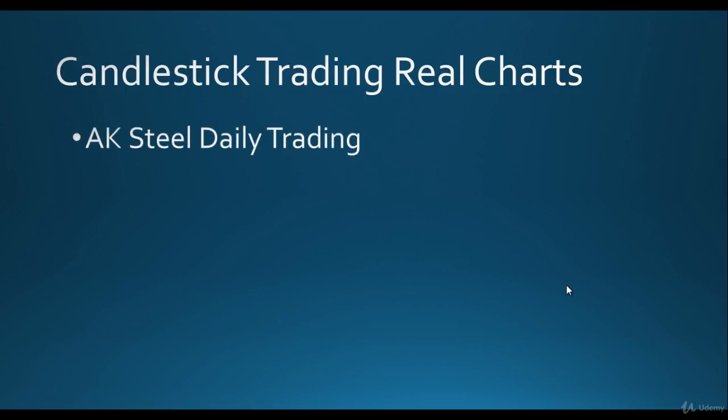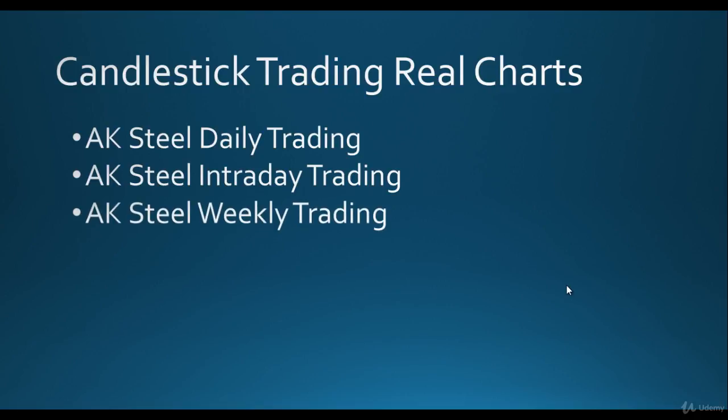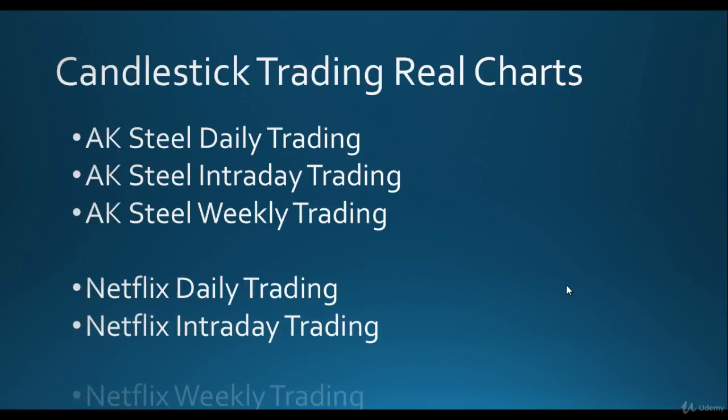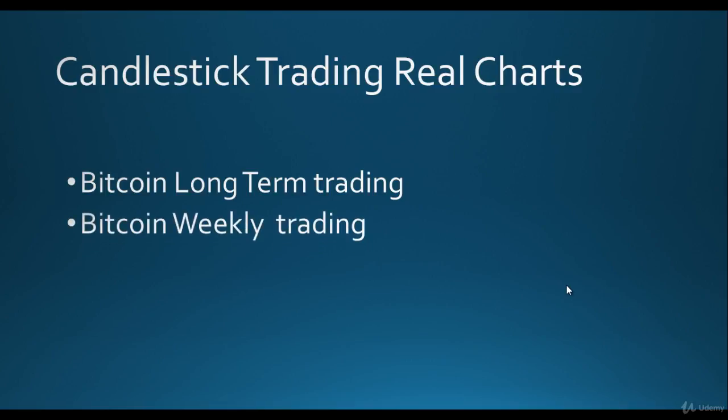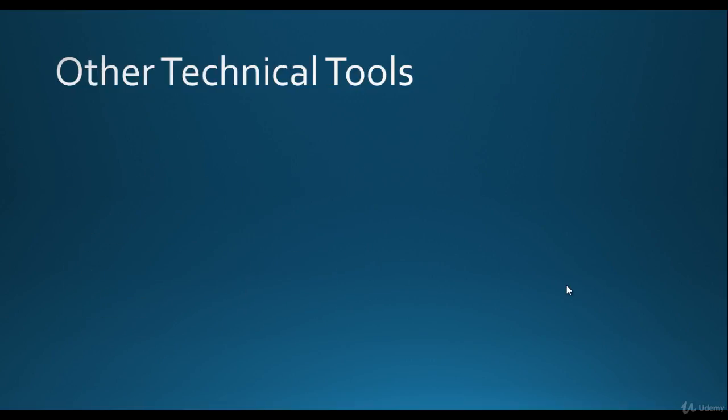Then we discuss real charts. AKS Steel, it's a penny stock. We discuss intraday, daily, and weekly chart. And we discuss a normal blue chip stock, Netflix, in the daily, intraday, and weekly charts. Then we move to cryptocurrency and we discuss Bitcoin on the long term, weekly, and daily chart, along with rules for trading.